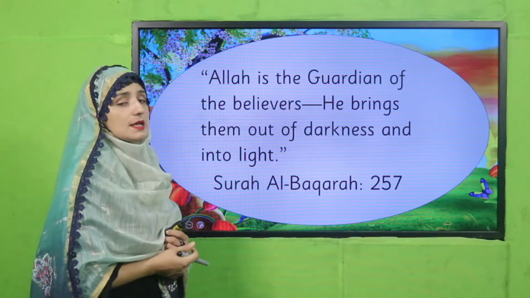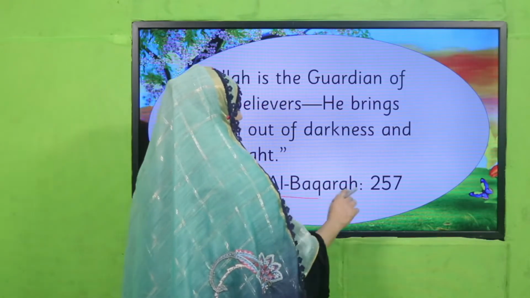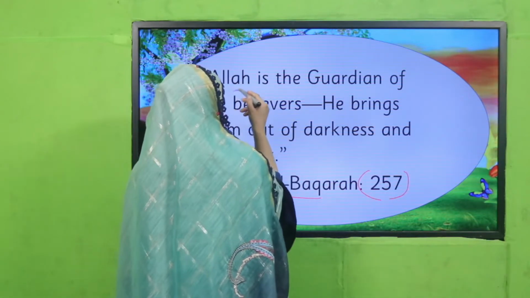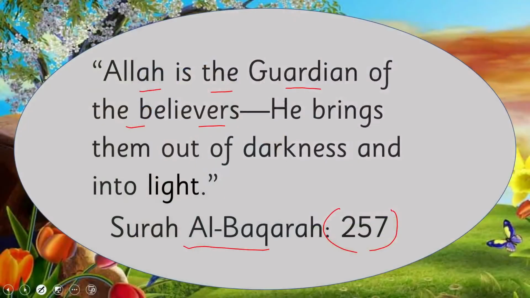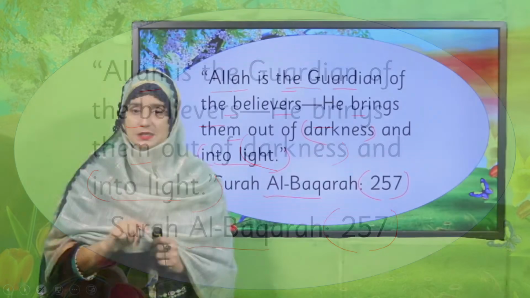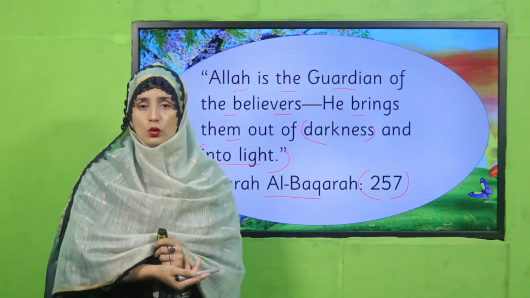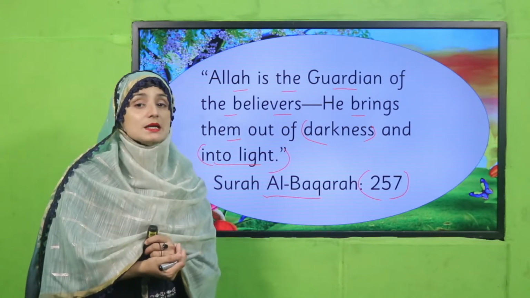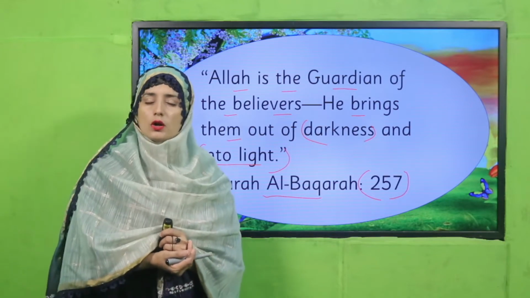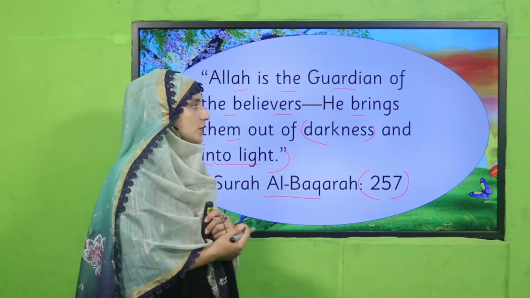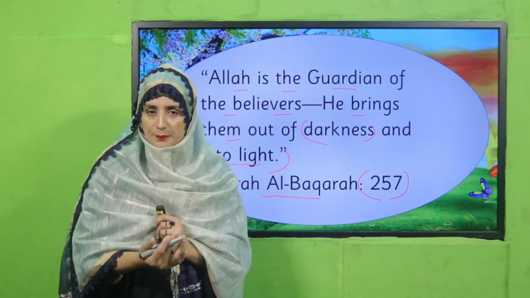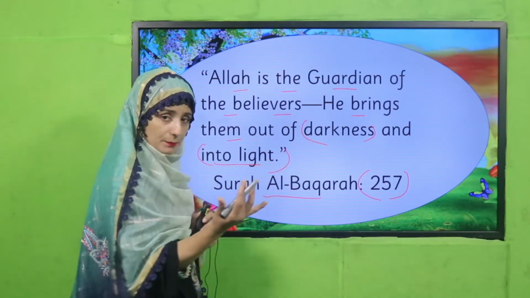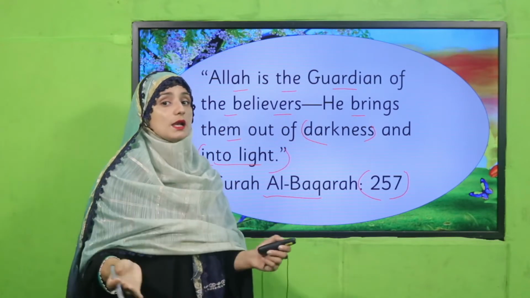See there, my dear students, Allah subhanahu wa ta'ala mentions in the Quran, Surah Al-Baqarah, verse number 257: Allah is the guardian of the believers. He brings them out of darkness and into the light. So yes, my dear students, this beautiful verse is a source of happiness for whom? Those who believe in Allah, who follow the instructions and orders of Almighty Allah, who always obey Allah. This beautiful verse is a source of happiness. How? Because Allah Almighty brings them out of darkness into the light.